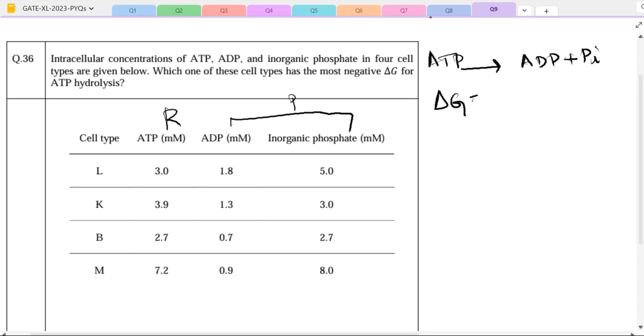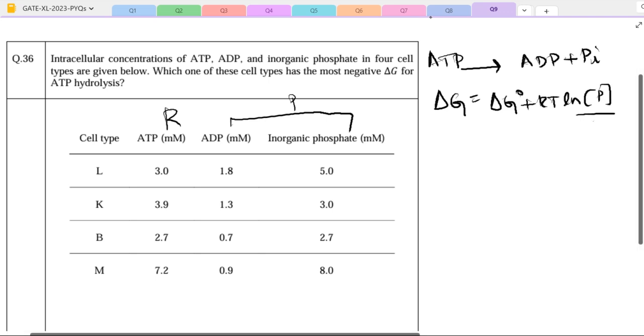We also know that from basic thermodynamics concepts, delta G is delta G naught plus RT ln products by reactant concentration, basically the reaction quotient. We need to find the cell type for which the delta G is most negative. For a given reaction, delta G naught is going to be the same because that is the standard free energy change. So this is not going to vary between different cell types because the reaction is the same.